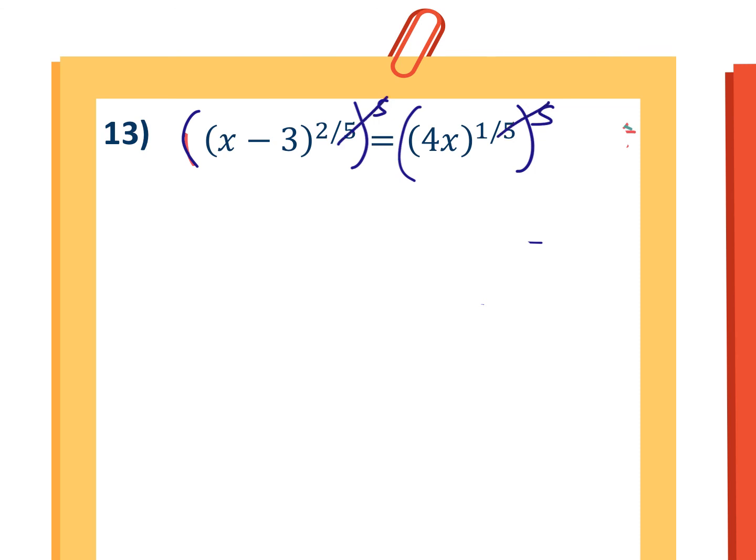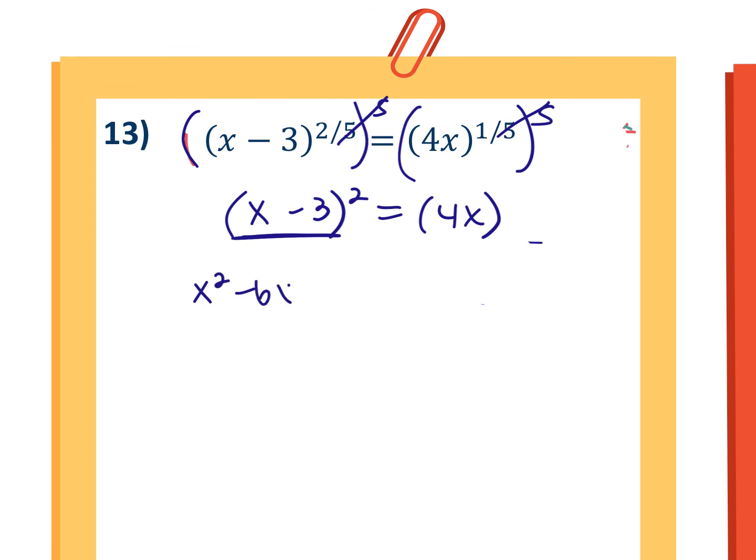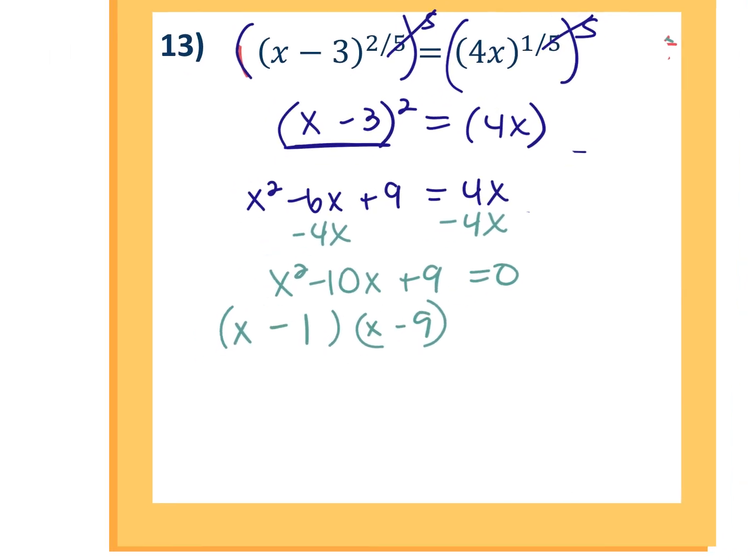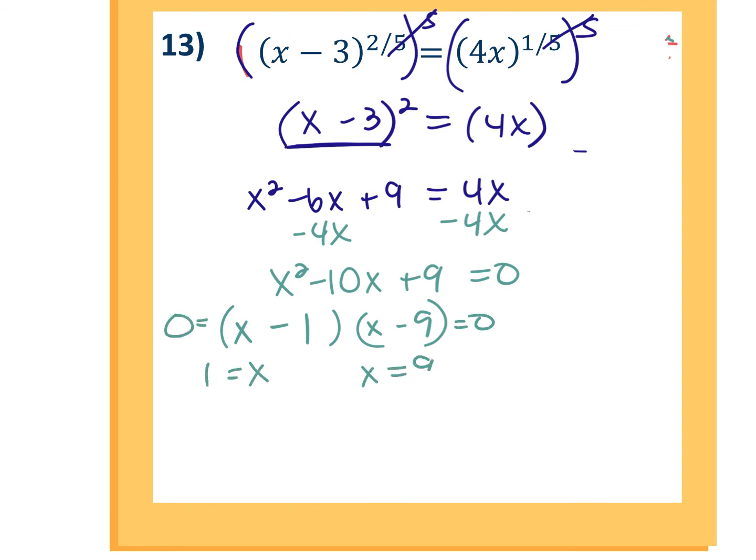These cancel and these cancel, and I've got x minus 3 squared equals 4x to the 1st. Then I'm going to expand and FOIL or use the shortcut here. X squared minus 6x plus 9 equals 4x. Then subtract the 4x. X squared minus 10x plus 9 equals 0. Factor. Factors of positive 9 that sum to negative 10 would be negative 1 and negative 9. And then split and solve. And I get x equals 1 and x equals 9.